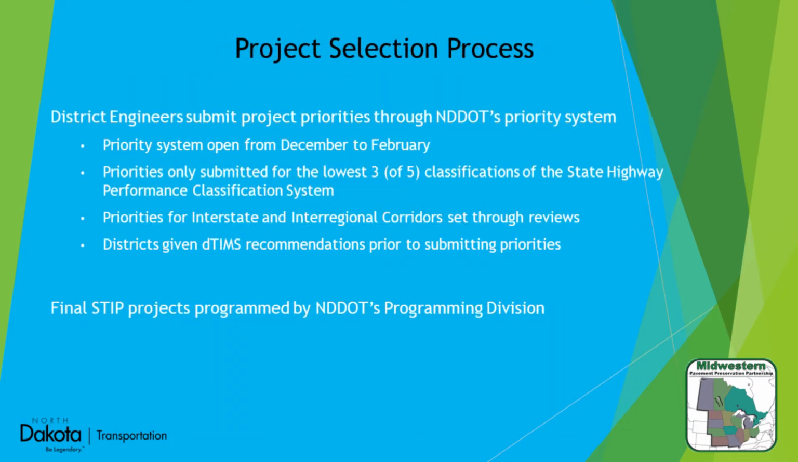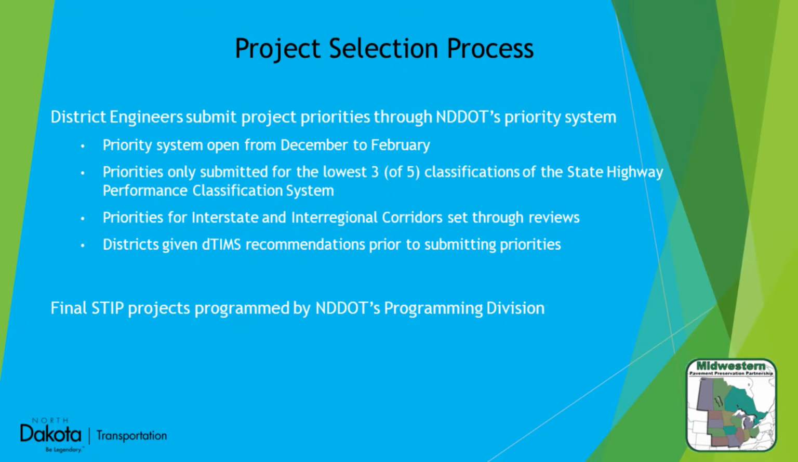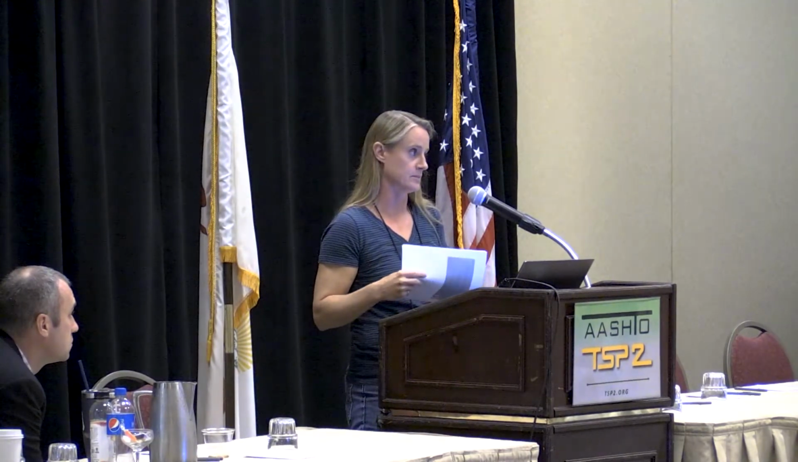In the project selection process, the district engineers, we have 8 districts, they are the ones who pick our projects. So every year they can go into our priority system from December to February, and they put what projects they want. They only do it for the lower 3 tiers of the highway performance classification system, because for our interstate and interregional, we actually have a yearly review that we do. So there's a group of us from central office plus the district engineer from whatever district we're in. We will drive all of our interstate system every year and determine for each segment what the next fix is going to be and when.